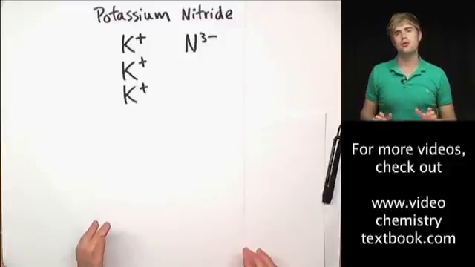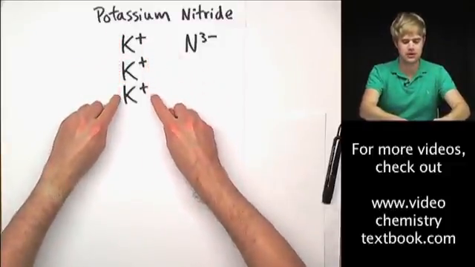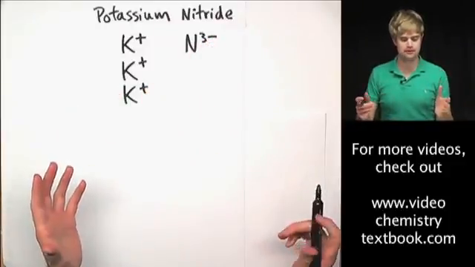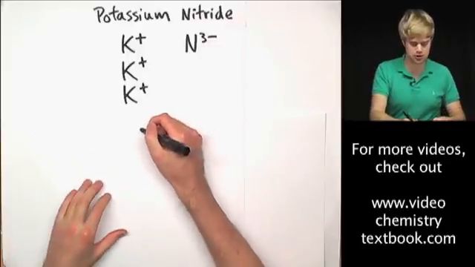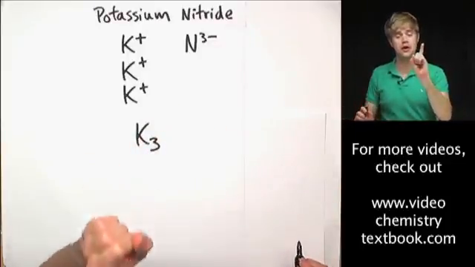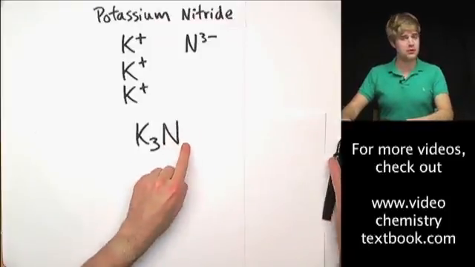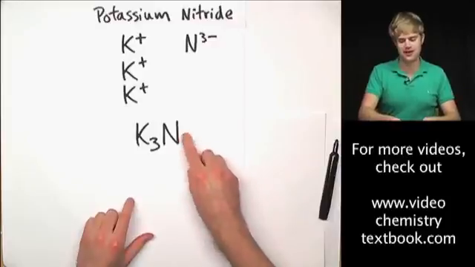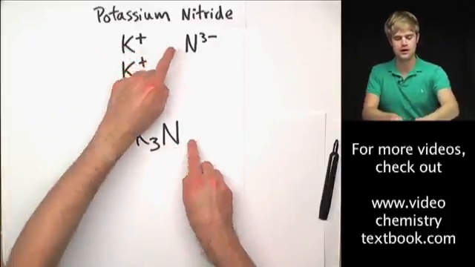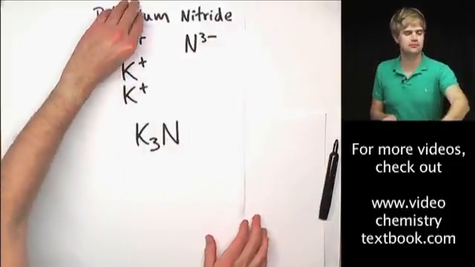Now when I write my chemical formula, I want to literally say, how many atoms of each type do I need for the charges to balance? I'm going to need 3 potassiums, so I'm going to write K3, and I only need 1 nitrogen, or 1 nitride. So I'm going to write N with nothing after it. If I don't write anything after it, it means 1. So 3 potassiums, 1 nitrogen. The correct formula for this is K3N.